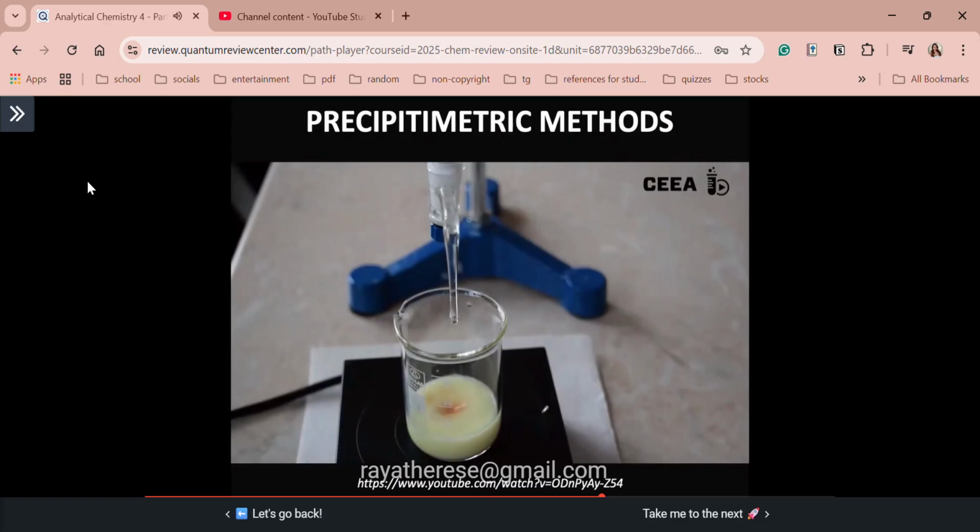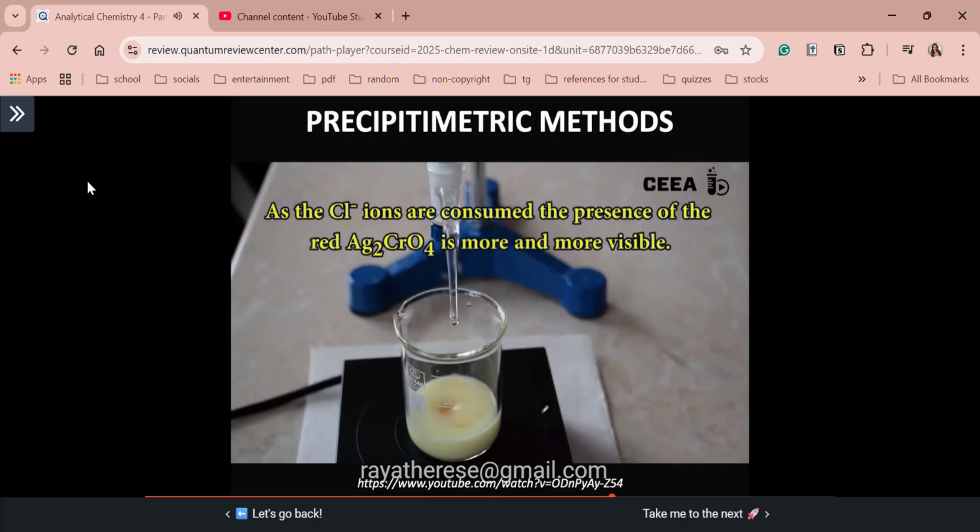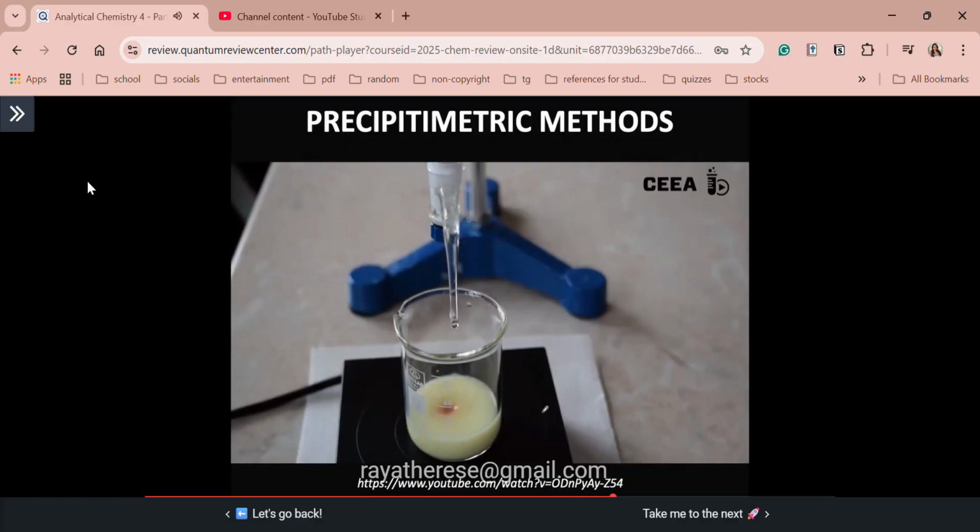Well, we're just waiting, guys, for the color change to persist. Not yet. Let's just wait for a bit. Close to the endpoint of the titration, the addition of 1 drop of titrant causes the mixture to become red, but the color disappears.